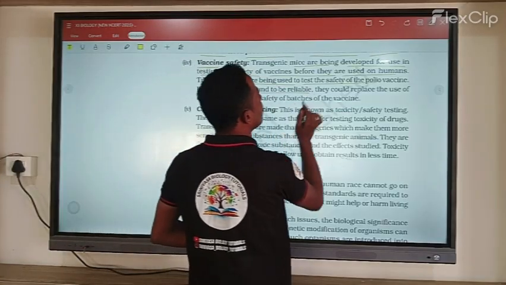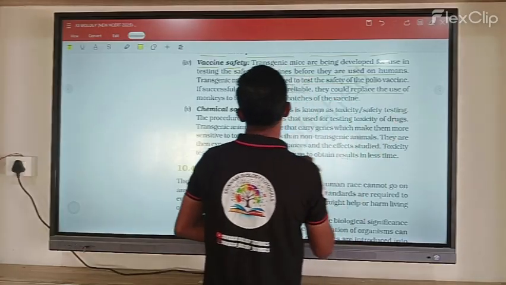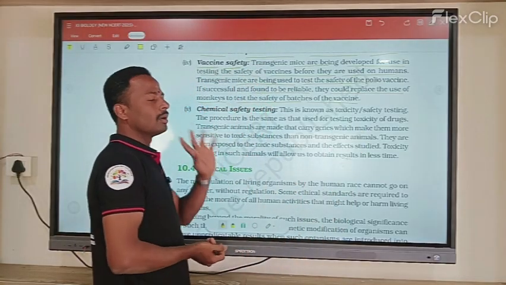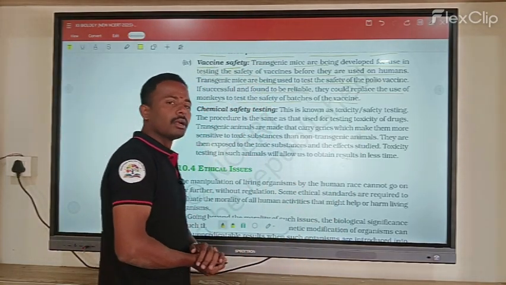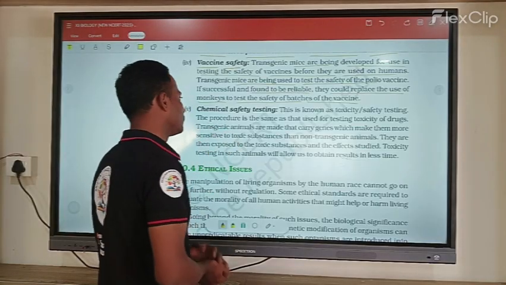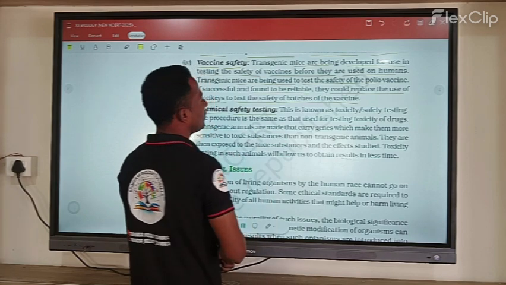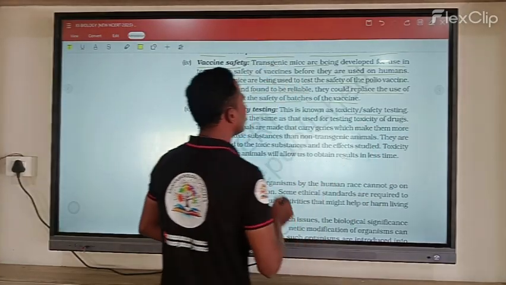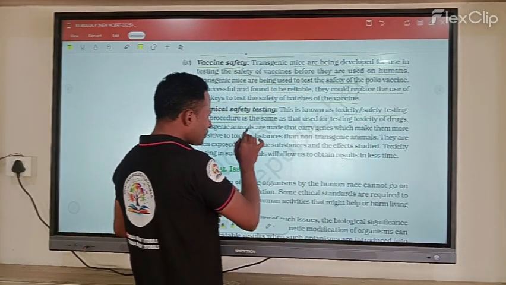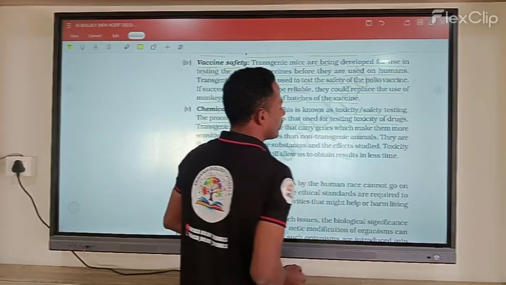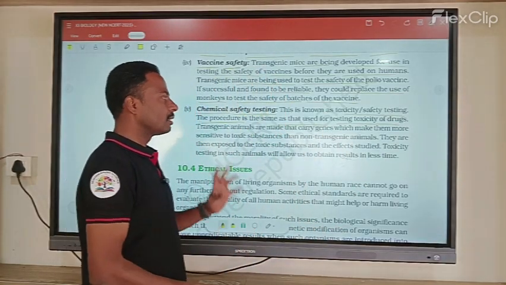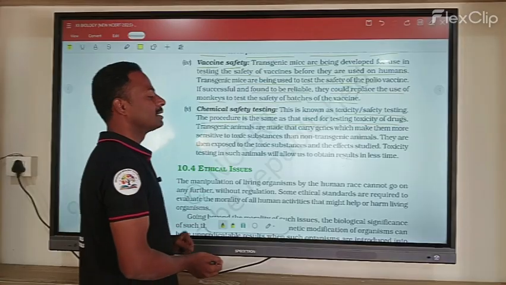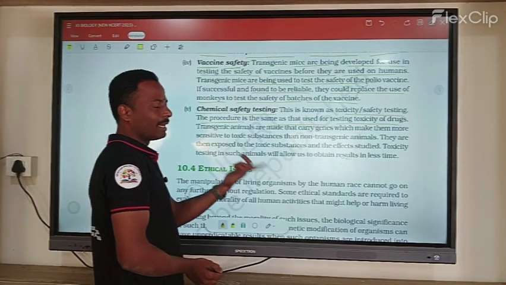It was successful and found to be reliable, and could replace the use of monkeys in testing the safety of batches of vaccine. So after the mice, they are introduced into monkeys, and only then do they get a good result. Okay, next, chemical safety testing, also known as toxicity safety testing. It is used for testing the toxicity of drugs. Whether a drug is toxic or not, chemical safety is very important for any organism.